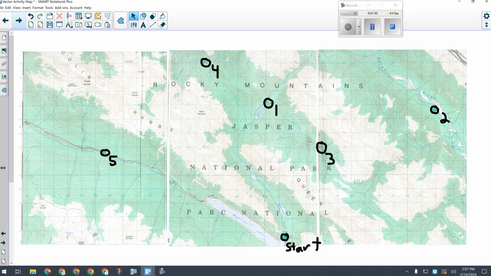This particular topographical map is of a section of Jasper National Park near Moline Lake. What you are going to have to do with your group is find routes from the starting point to 1, from 1 to 2, from 2 to 3, 3 to 4, and 4 over to 5. That's going to be your trip, getting to all of those points. Each one of those is going to represent a day. So from start to 1 will be day 1, and from 1 to 2 will be day 2.